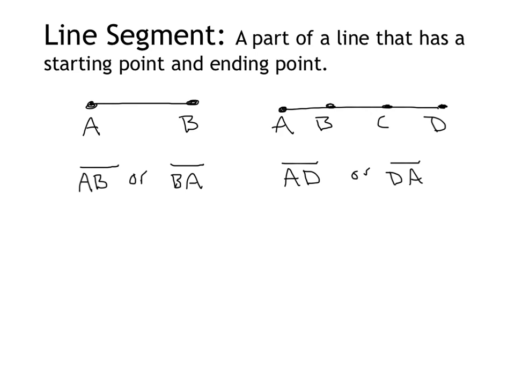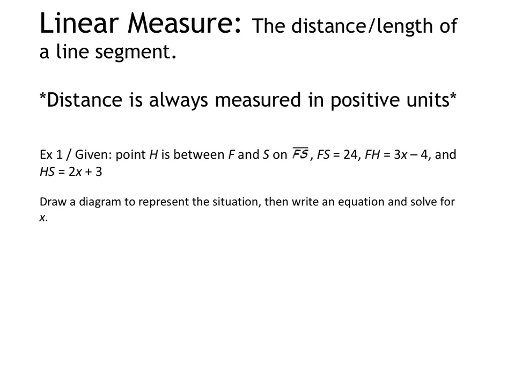I have included another example that has a line segment with multiple points on the segment. Here, we still have to name this segment properly. We have to start with the starting point and end with the ending point. We can name this line segment AD, where it starts at A and ends at D, or line segment DA, where it starts at D and ends at A.